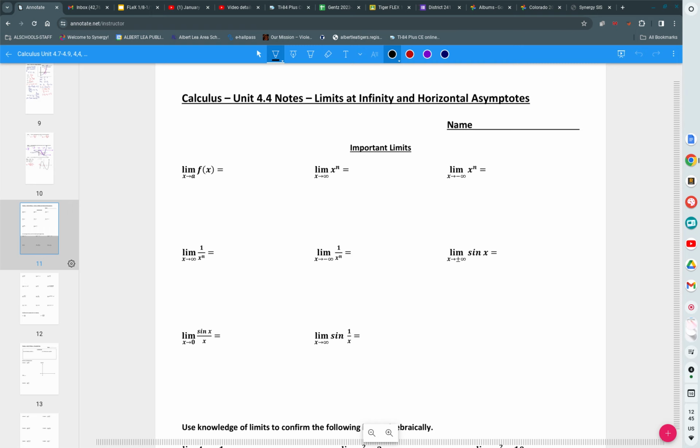We're jumping back to 4.4. We skipped that so we could get a good test in right before you headed home for Christmas. We just didn't have time to fit it in. And this is limits that approach infinity, okay? So we'll go back to a really basic example.